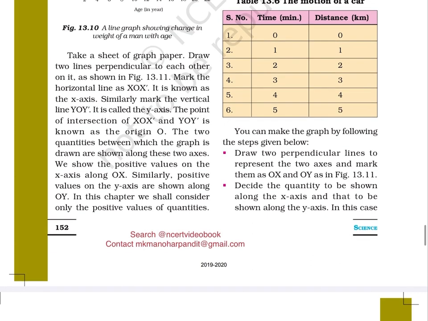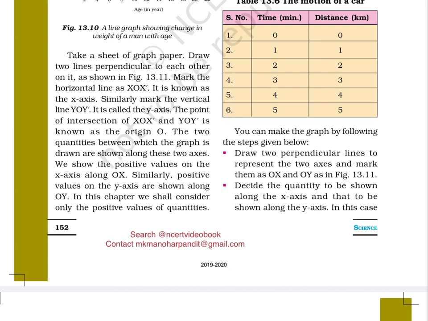Take a sheet of graph paper. Draw two lines perpendicular to each other, as you can observe in Figure 13.11. Mark the horizontal line as XOX dash. It is known as the x-axis. Similarly, mark the vertical line YOY dash. It is called the y-axis. The point of intersection of XOX dash and YOY dash is known as the origin or O.